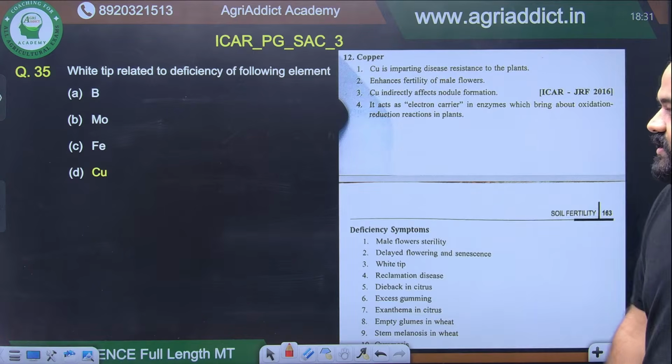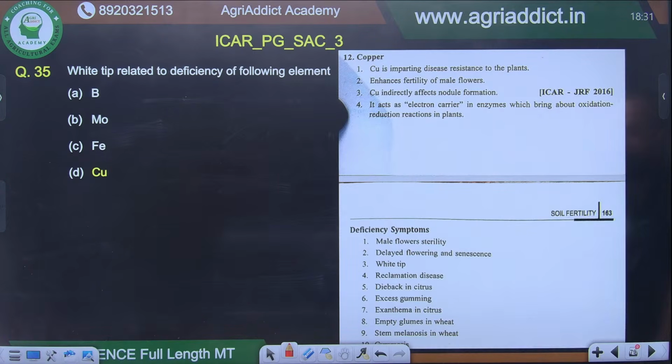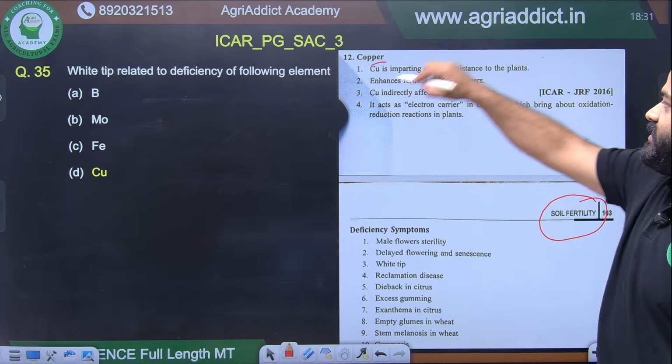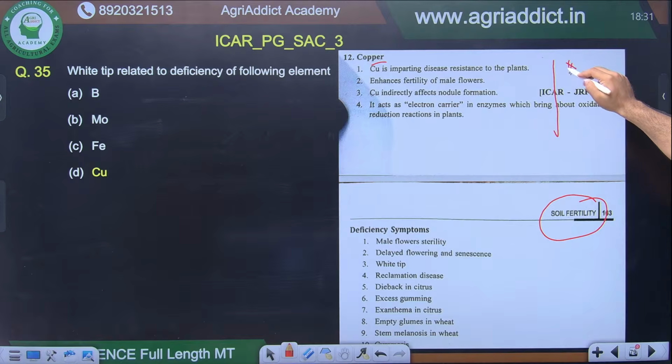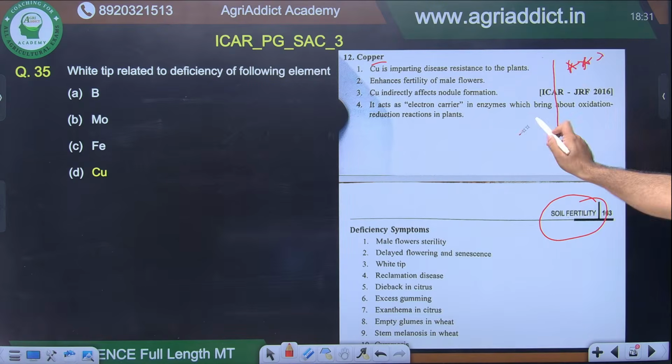All of you are definitely correct. This I have taken from the treatise, soil fertility. Here you can clearly see copper. What are the functions of copper? This is also very important. That's why I have taken this part especially.